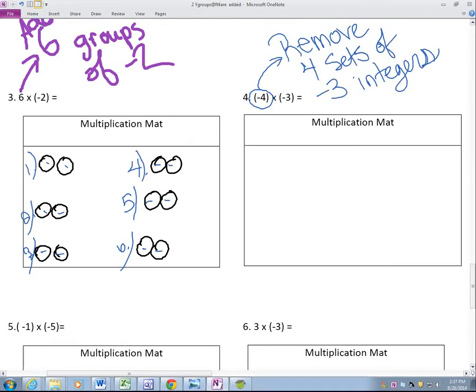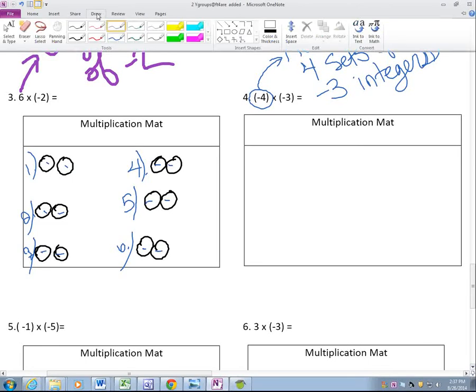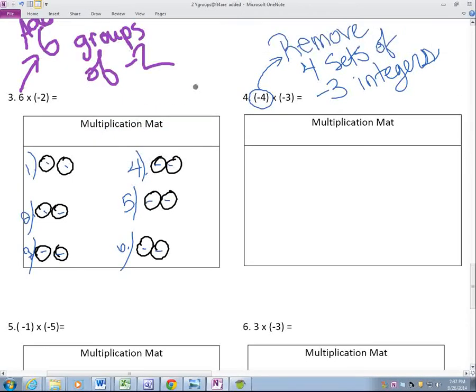So we have 2 negative integers, and according to the notes that we have already written, we're going to multiply the absolute values of those 2 together. So that would be how many zeros we need to create? 12 zeros. 1, 2, 3, 4, 5, 6. 1, 2, 3, 4.